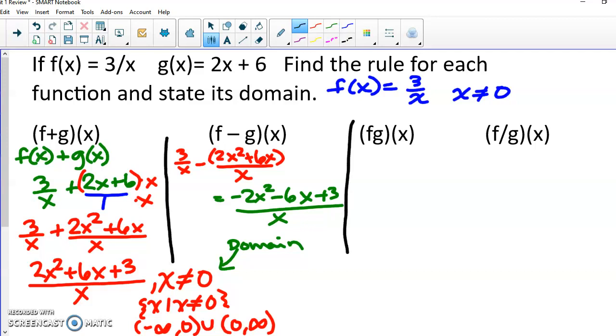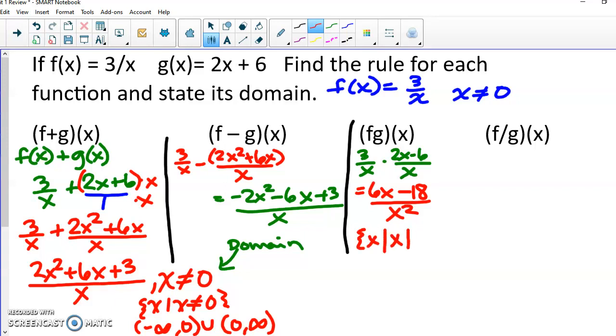All right, let's move on to multiplication. When we have a multiplication here, we've got 3 over x times 2x plus 6. And of course, good old fraction multiplication skills. We know we multiply our numerators and our denominators. So we have 6x plus 18 all over x squared. And again, our domain is the same. So we still have the same restriction on our x.